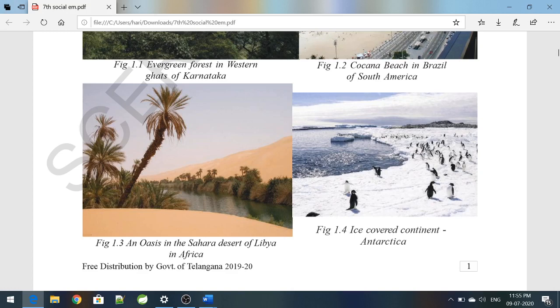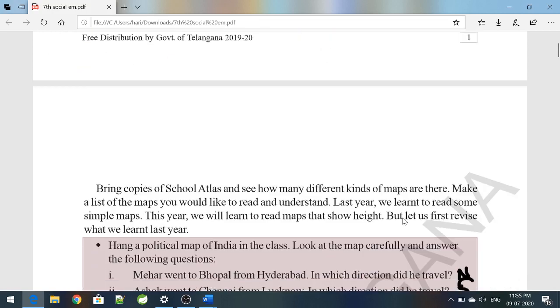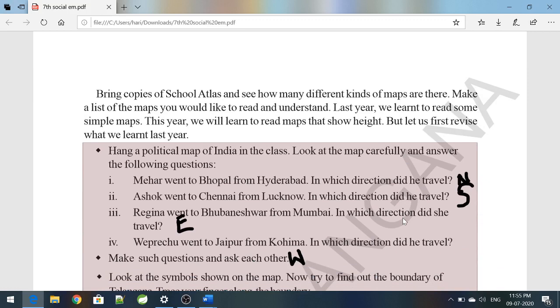Antarctica is the seventh continent, where only one species lives, that is the penguin. It is completely present towards the south of the earth.